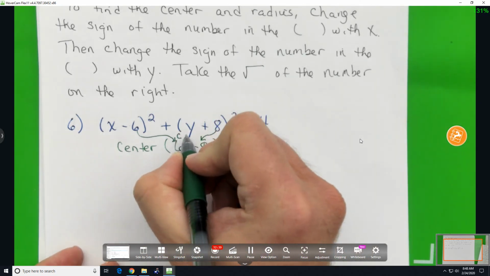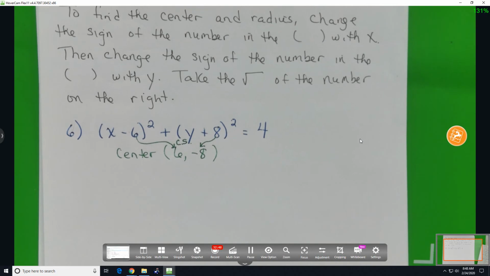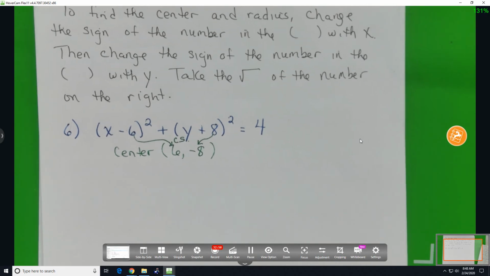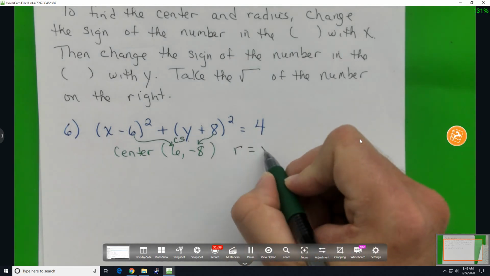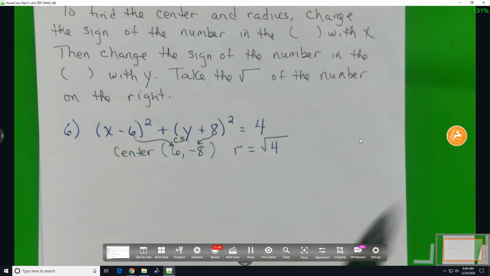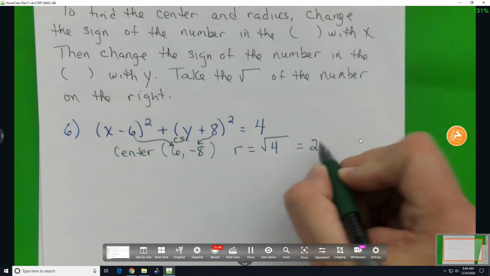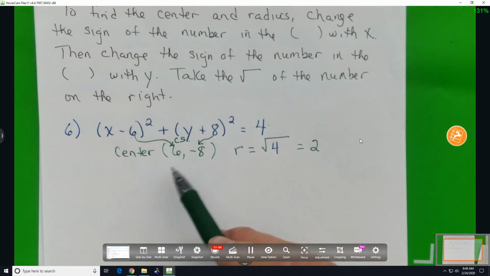I'm going to write CS for change sign. That's what I did there. Change the sign of the number in the parentheses with X. Then change the sign of the number in the parentheses with Y. Now the radius is 2, the square root of the number on the right. So, change the sign, square root. There we have everything we need in order to graph it.